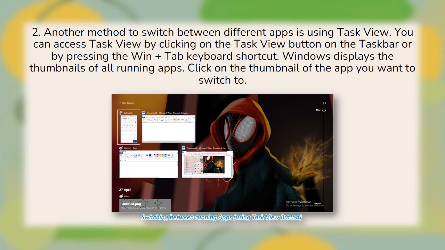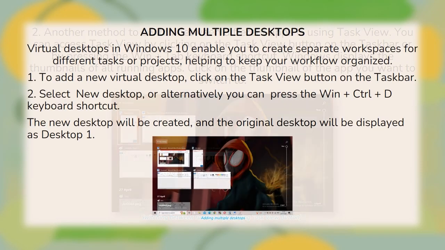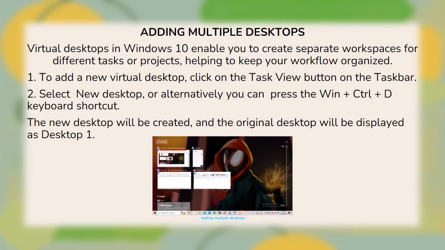You can access Task View by clicking on the Task View button on the taskbar or by pressing the Win-Tab keyboard shortcut. Windows displays the thumbnails of all running apps. Click on the thumbnail of the app you want to switch to. Adding multiple desktops. Virtual desktops in Windows 10 enable you to create separate workspaces for different tasks or projects, helping to keep your workflow organized.